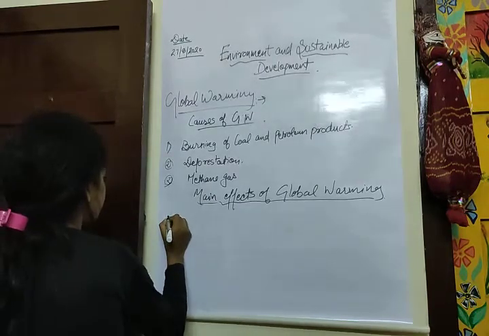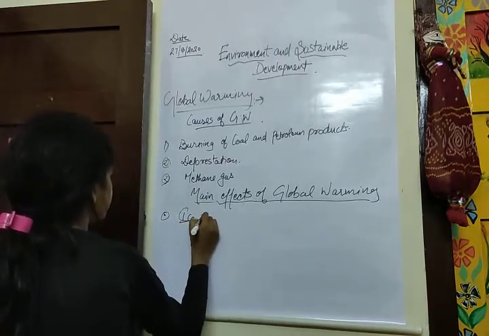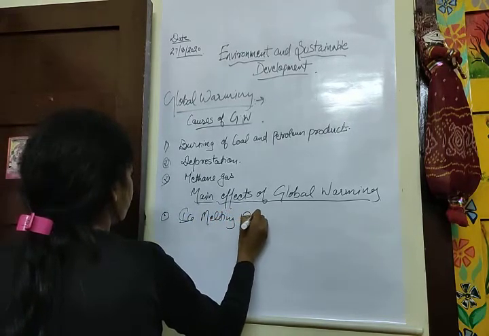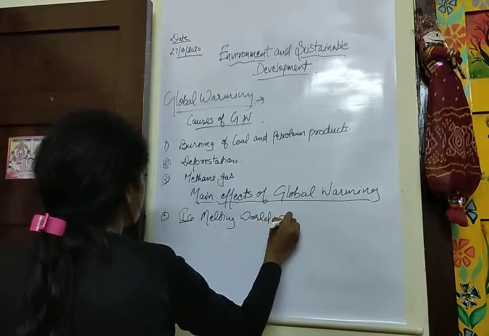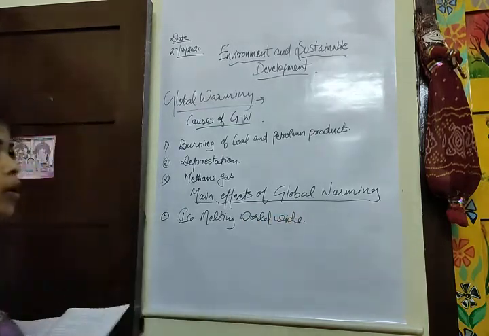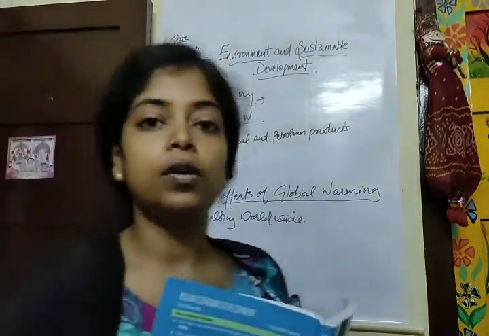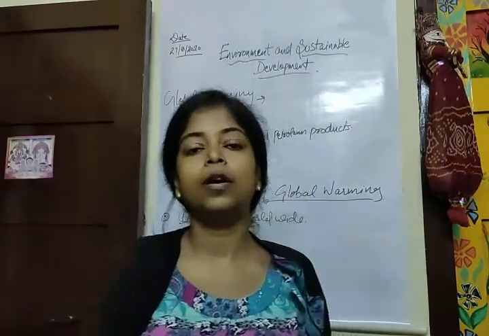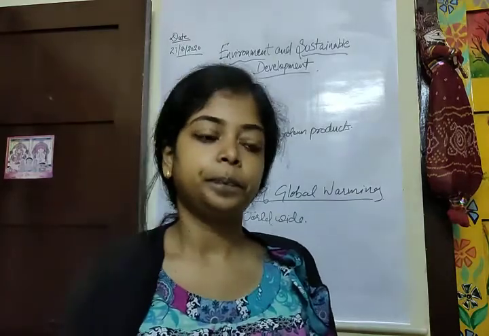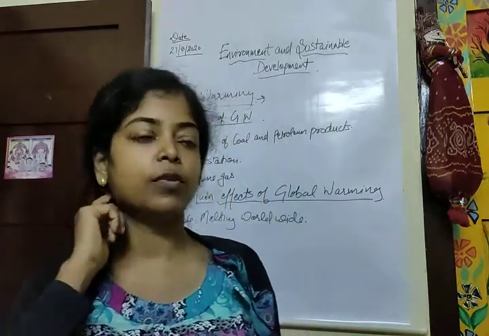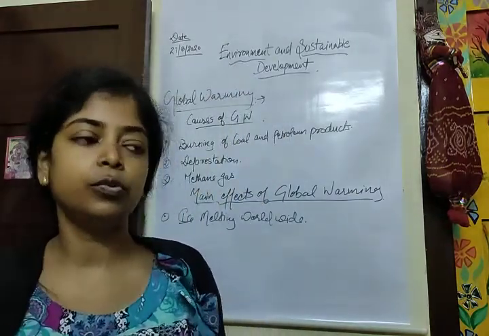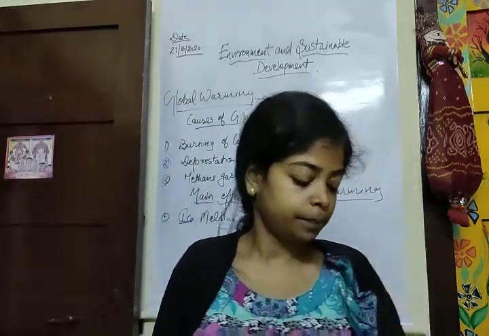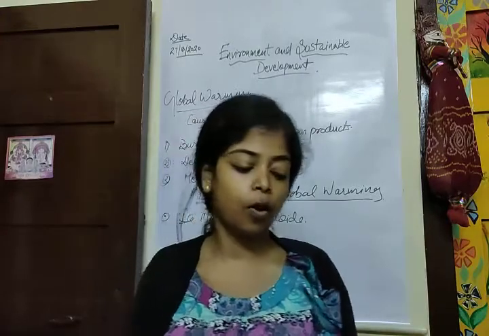First is ice melting worldwide. The ice on the poles is melting all over the world. We are getting the news in magazines, or there are so many revolutionary projects going on to handle this problem of melting ice in the polar regions. It is a main effect of global warming.